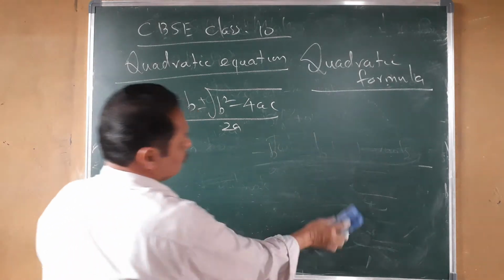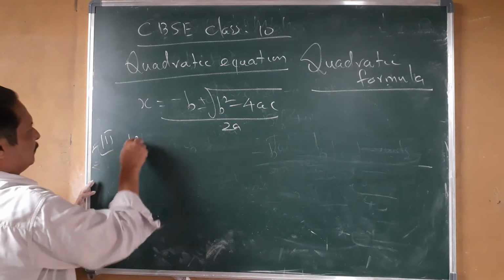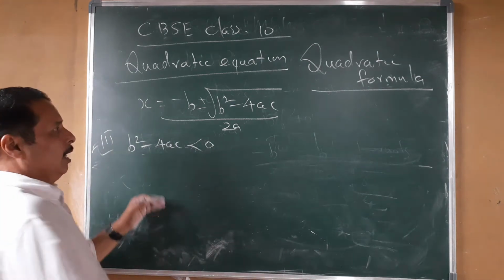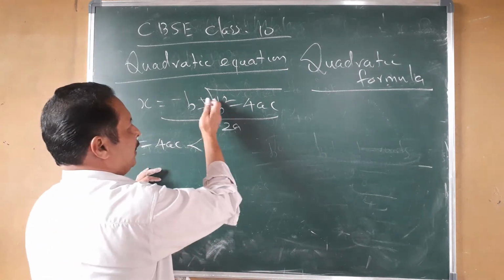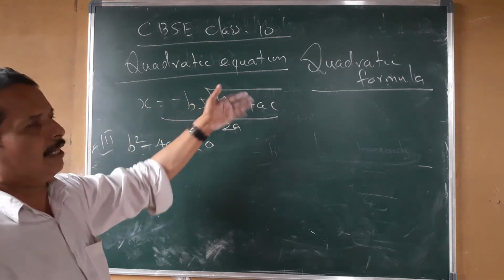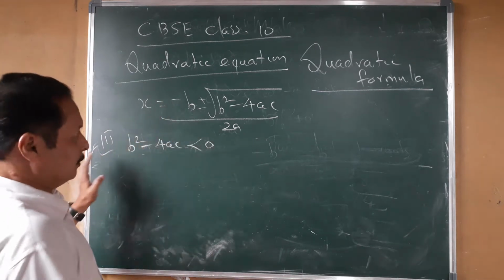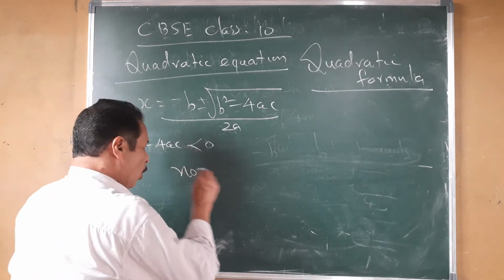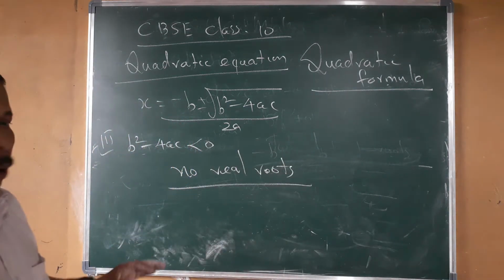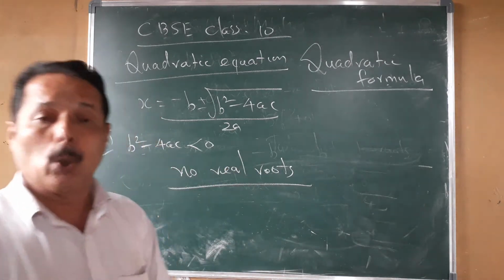And if b square minus 4ac is less than 0, that means this number is negative, so there are no real roots. You get the idea? The root of a negative number means there are no real roots. That's your answer. If b square minus 4ac is less than 0, there are no real roots.